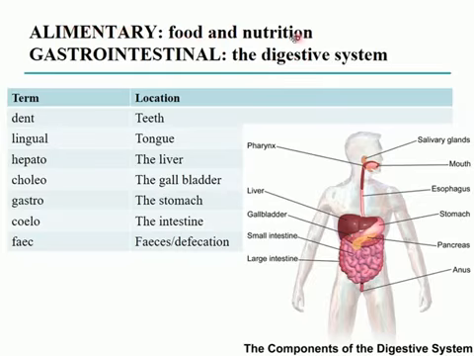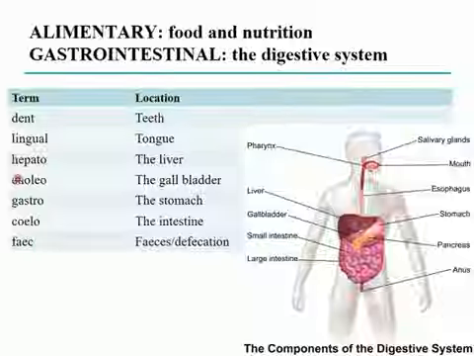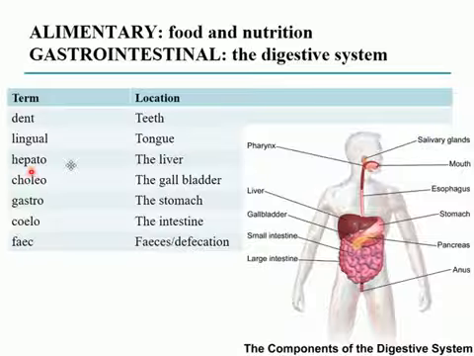Alimentary, the food, nutrition. Gastrointestinal, digestive tract. Teeth, denti, like a dentist. Lingual, the tongue. And some drugs are given sublingually, that is beneath the tongue. Hepato is the liver. Chole is the gallbladder, which sits underneath the liver. And cholestasis is when the contents of the gallbladder, which is bile, can't drain properly. It stays where it is.